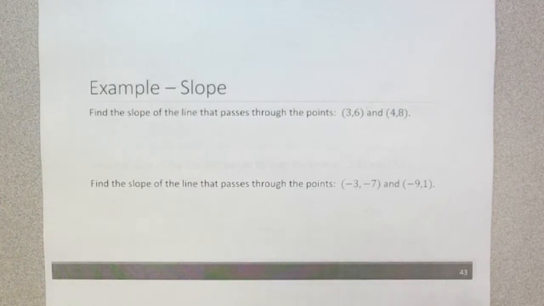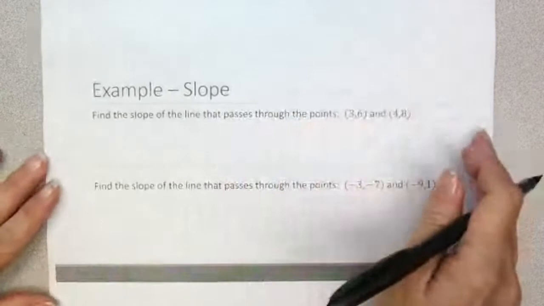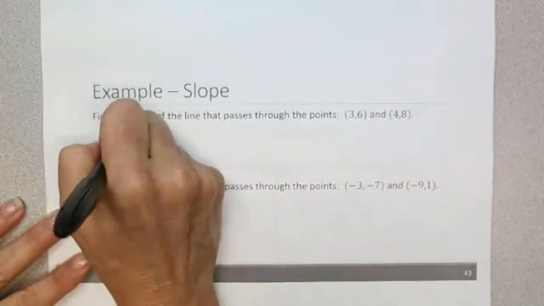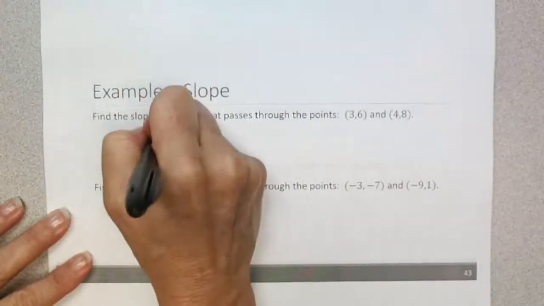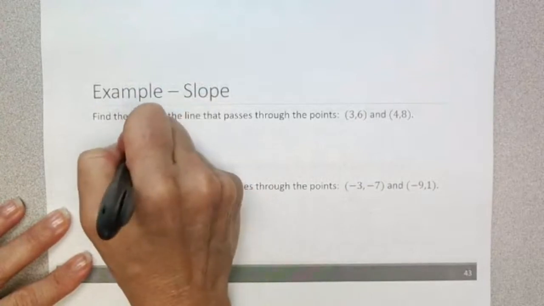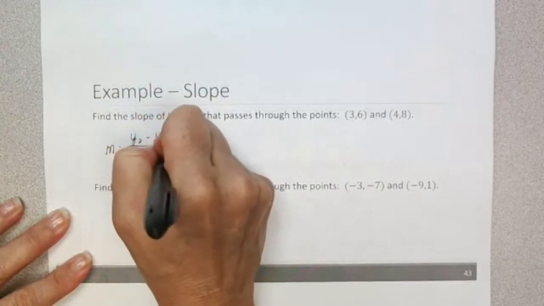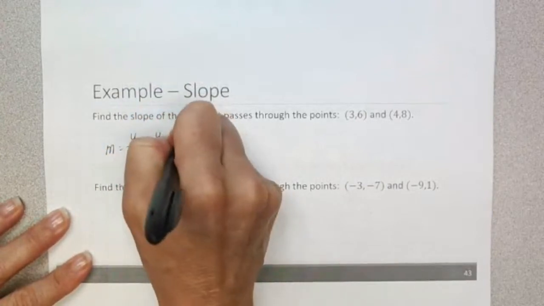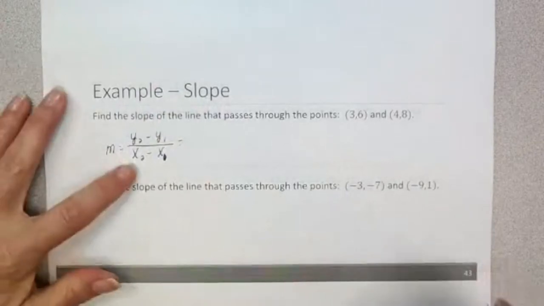Here we don't have the graph, so rise over run isn't going to be that helpful, is it? But we can always use the formula. The slope is the change in the y's, or y2 minus y1, over the change in the x's, x2 minus x1.